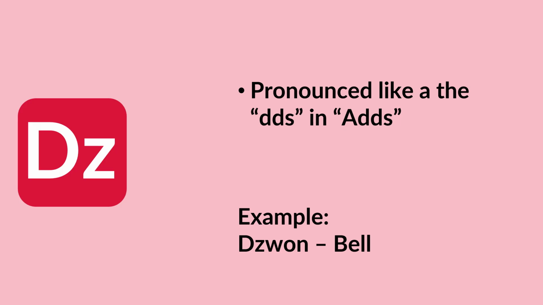This is the first of 3 D digraphs that use Z's. The other 2 use Z's with diacritics. This one is pronounced as dz, and it sounds similar to the 2 D's and S in the word ads. An example of this digraph being used in a word is dzwon, which means bell in English.